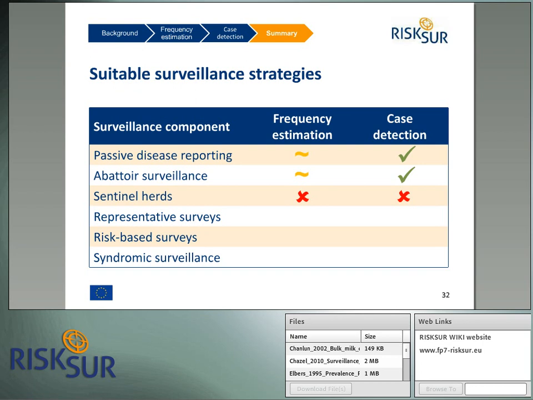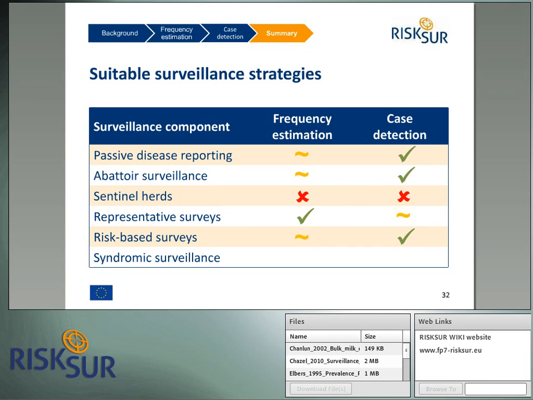Representative surveys are, as you would expect, representative, and therefore perfectly suitable for frequency estimation. On the other hand, they are often carried out once and only on a small proportion of the population, so despite being able to detect some cases, they are not the optimal choice for case detection. On the contrary, risk-based surveys will increase the likelihood of detection, resulting then optimal for case detection. But they are also biased towards the diseased population, so they are less appropriate for frequency estimation.